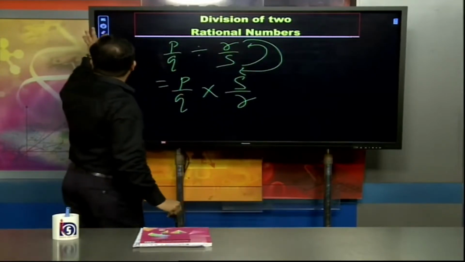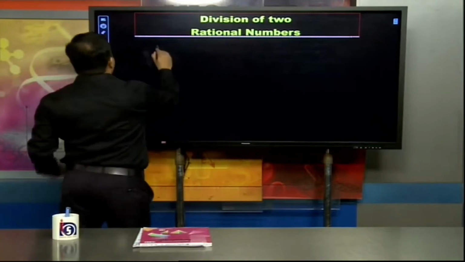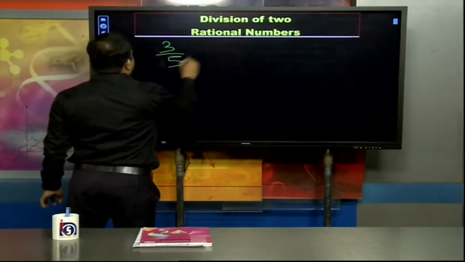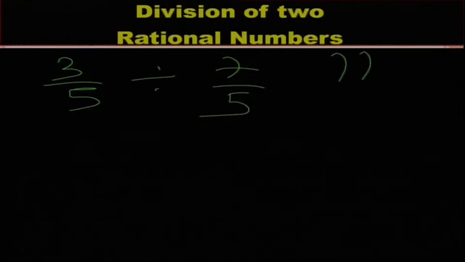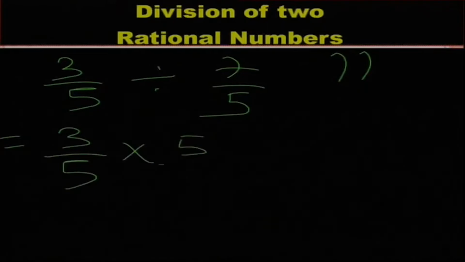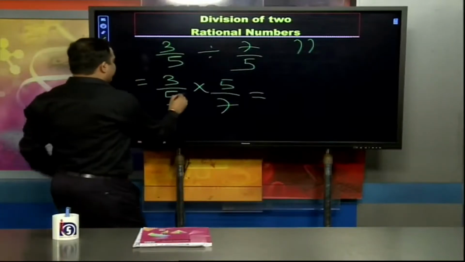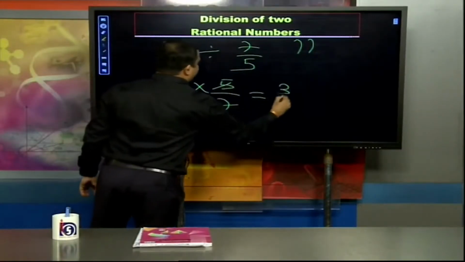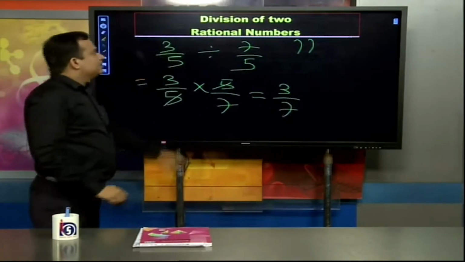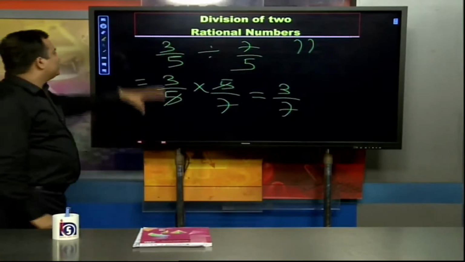For example, suppose I would like to divide 3 by 5 divided by 7 by 5. Okay, what will be its value? Simply I can say 3 by 5 multiply with 5 by 7. Just I reverse it. So you will get 5 will be cancelled. Then you will get 3 by 7. Okay, this is known as the division of rational numbers.